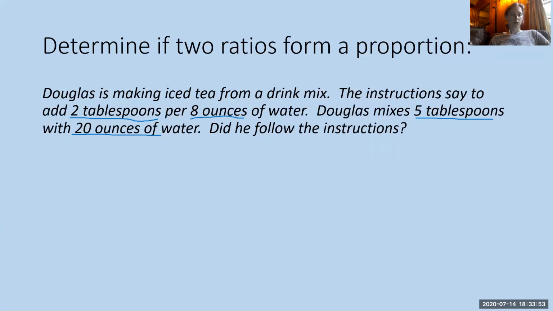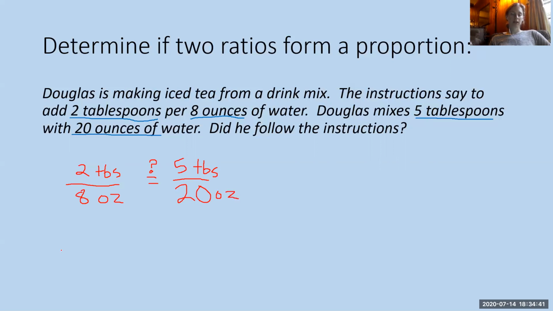So let's check here. I'm going to find my cursor first. There it is. So first thing I'm going to do is write out my two ratios. So 2 tablespoons for 8 ounces. And we want to know, does this form a proportion with, is this equal to 5 tablespoons per 20 ounces?